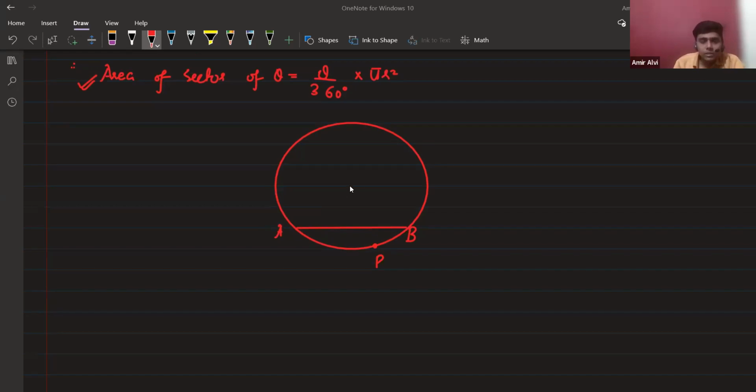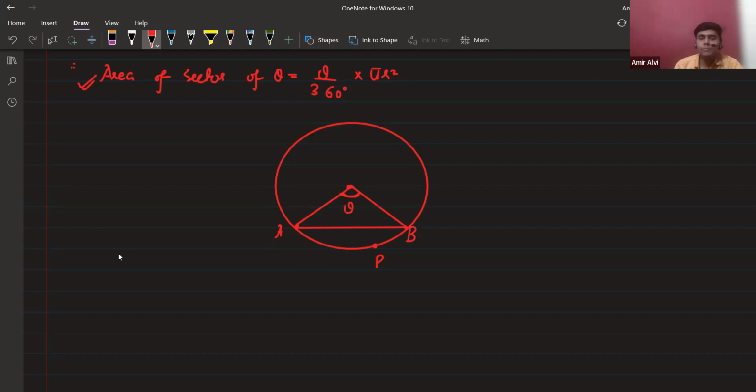If I have this circle, this arc is subtending some angle theta at the center. This is the angle subtended by the arc, because these are the endpoints. If I join them, they will meet at the center and make some angle theta. So I need to calculate the value of arc APB.